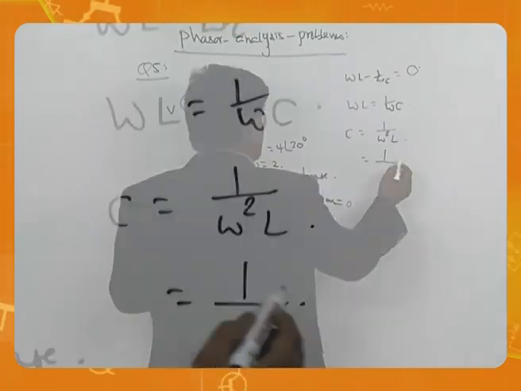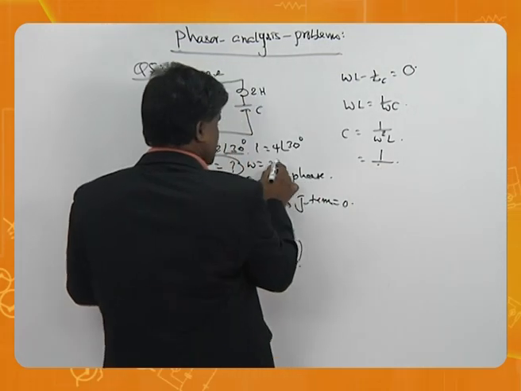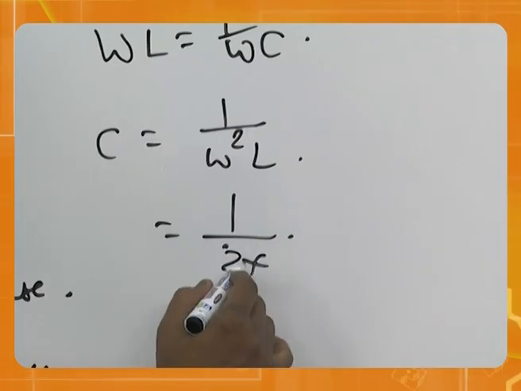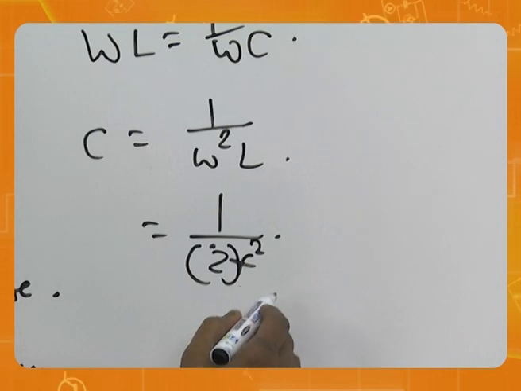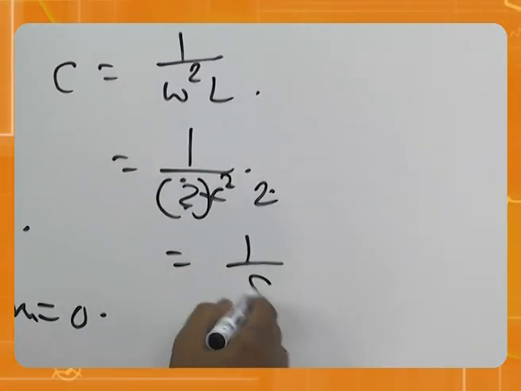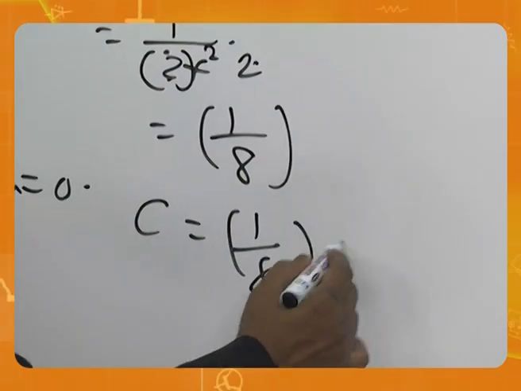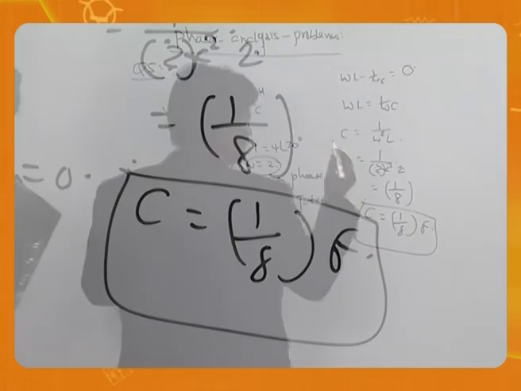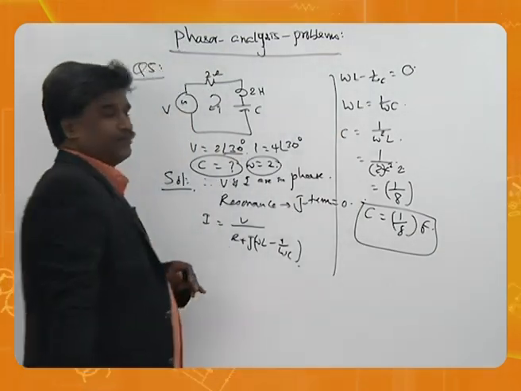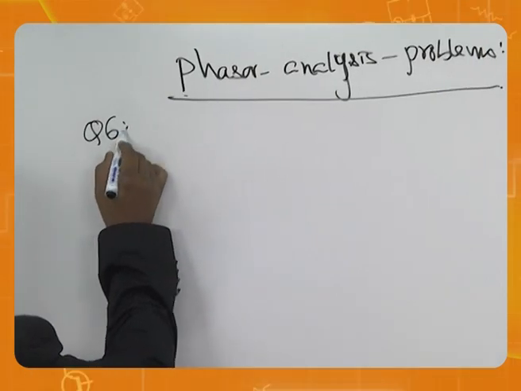How much is it? 1 by 2 square, because frequency is 2, and L is also 2. So this is going to be 4 into 2, 8. So C is 1 by 8 farads. That's the answer. So simple. Question number 6.